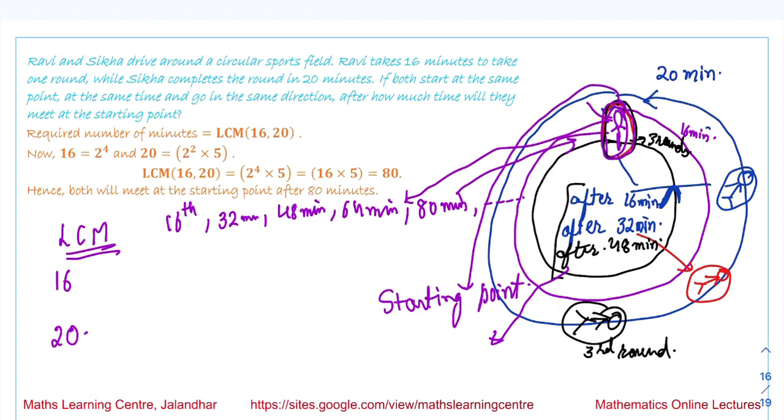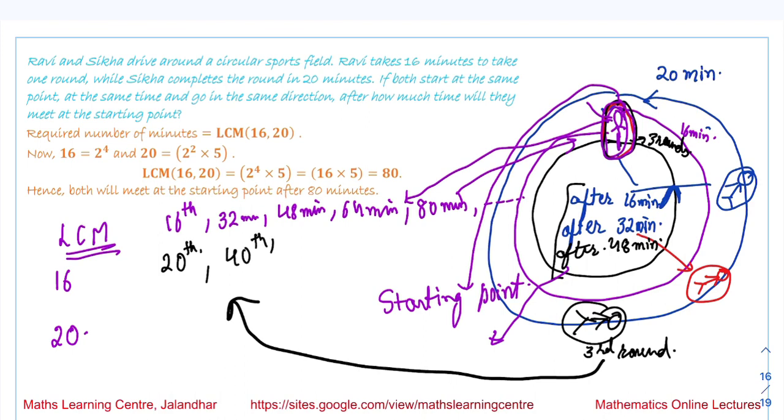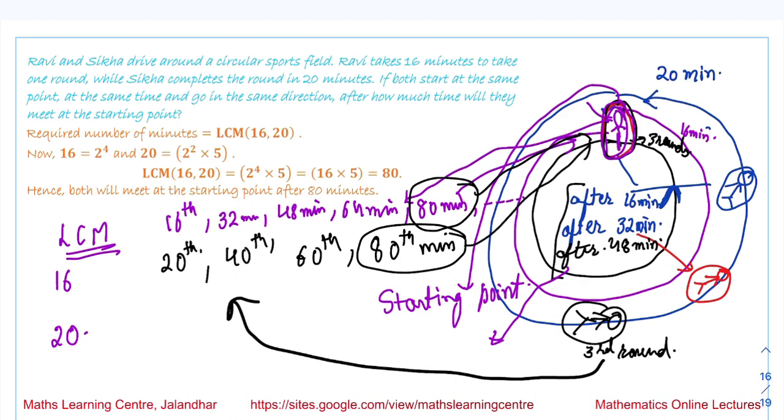If I am talking about Shikha, she will be at this point. On which intervals? She is moving with 20. At the 20th minute she will be here. Then 40th minute she will be here. Then 60th minute she will be here. And then 80th minute she will be here. It means after 80 minutes, both of them will be at this initial point.